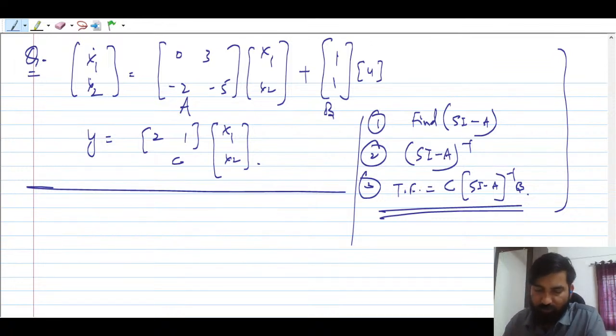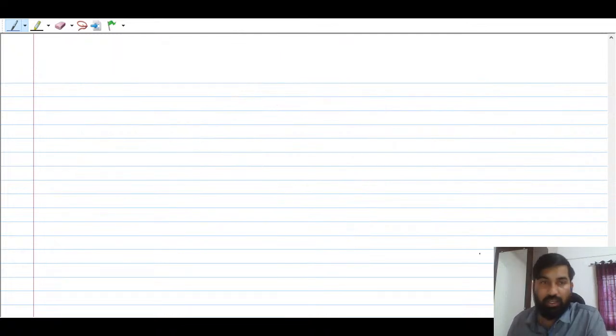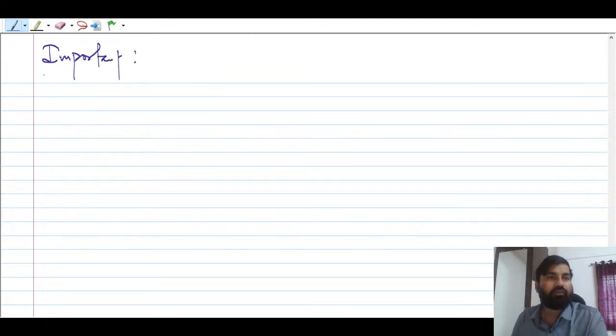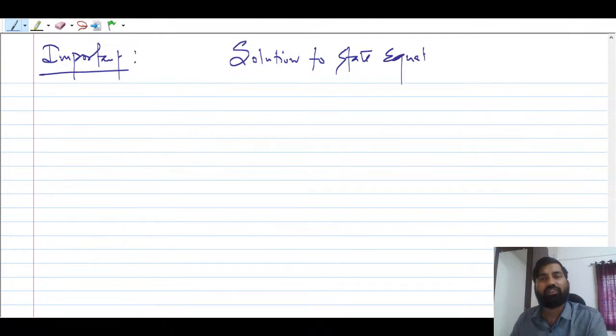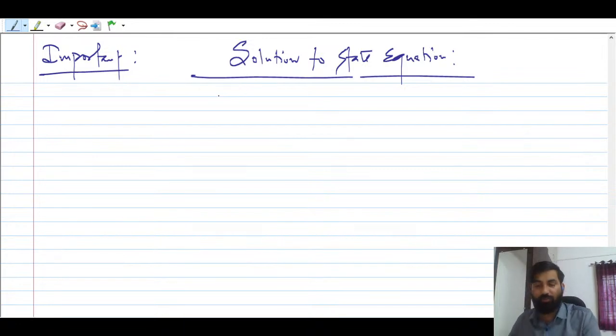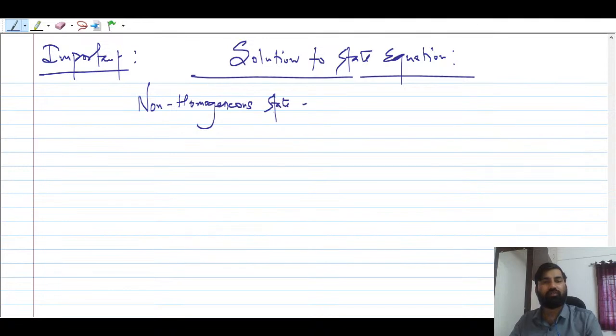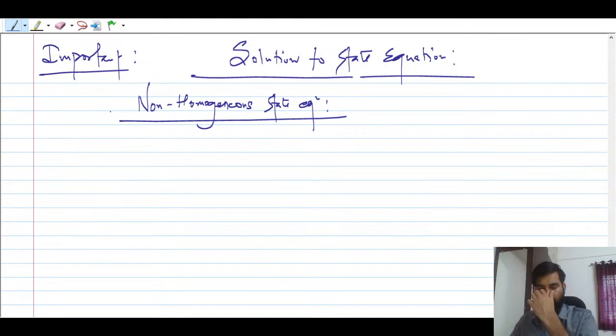Now we'll talk about the solution to the state equation. It is an important topic. Whatever state equations you have got, what is going to be the solution of them? So let me recall the state equation, and this state equation is nothing but the non-homogeneous state equation. Why non-homogeneous? That you should understand.